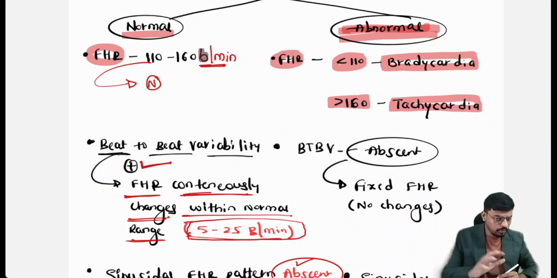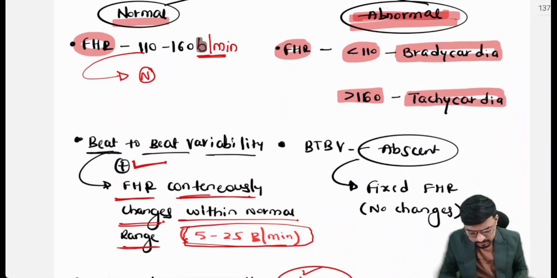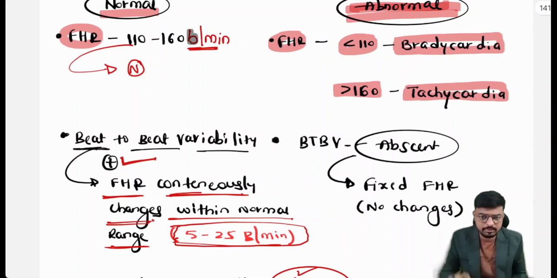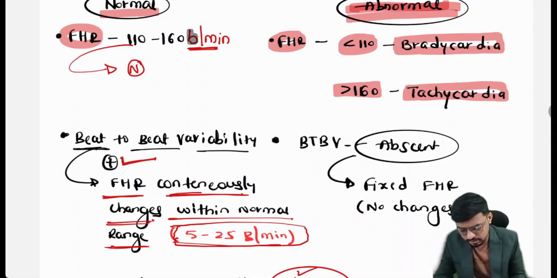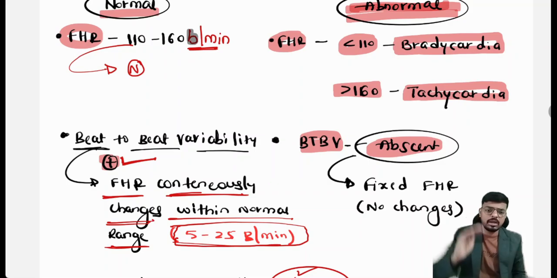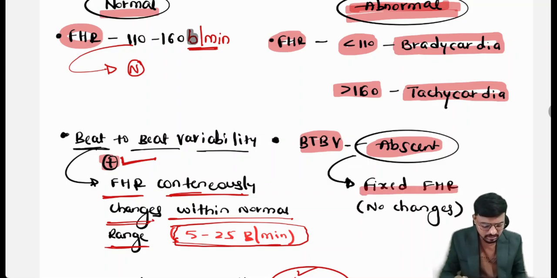Very important: in the normal fetus, as I told, beat to beat variability should normally be present. In case the beat to beat variability is absent, it means there are no heart rate changes. The heart rate is coming fixed. So that is abnormal.